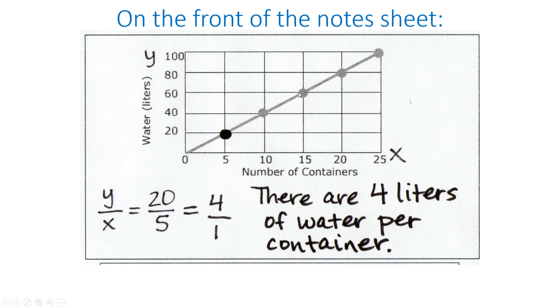I could have used any of these other ordered pairs. 60 over 15 is also 4 over 1. 40 over 10 is also 4 over 1. And as we talked about with our vocab yesterday, matchy-matchy, okay? All these ordered pairs are going to result in 4 over 1. So 4 is our y. Y is on the y-axis. That would be our water in liters. And 1 is representing our x, which is the number of containers. Therefore, this represents that there are 4 liters of water per container.